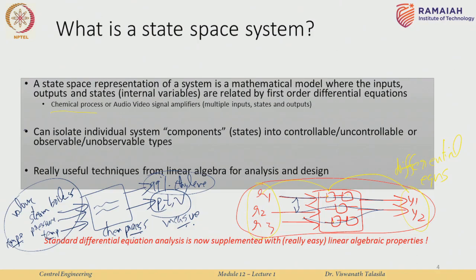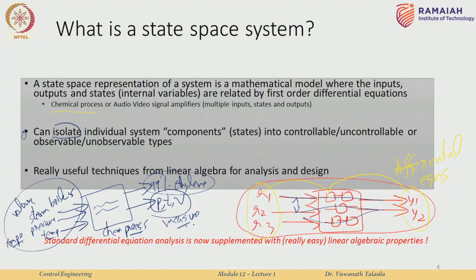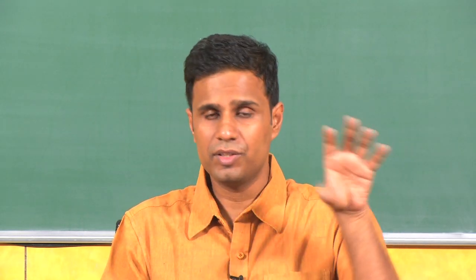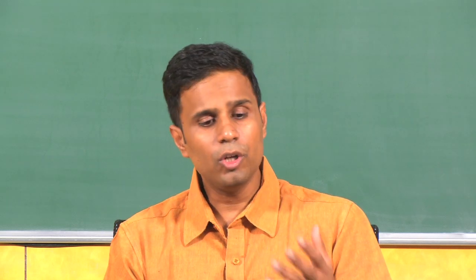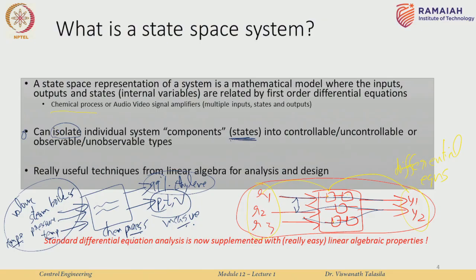The second nice aspect of state space systems is that we can actually isolate individual subsystems. So, the key word is this one. We can actually isolate individual subsystems or, say, the components, and we can say that these specific subsystems are either controllable or uncontrollable, observable or unobservable. Of course, when we say components, we actually mean states. We do not mean literally the component itself, but the representation of the component, right. So, we are looking at a system where I can model inputs, internal variables, outputs.